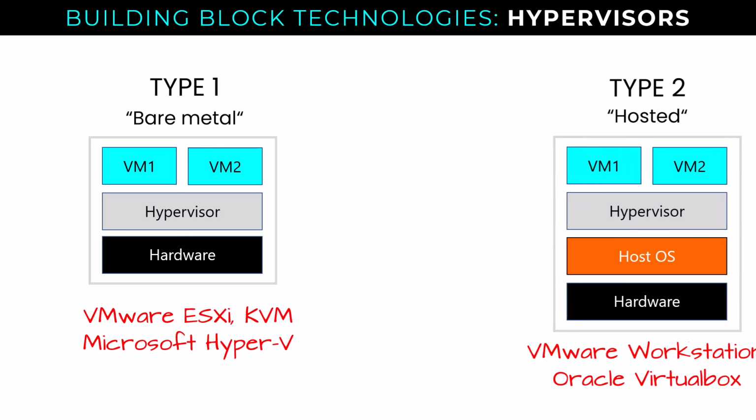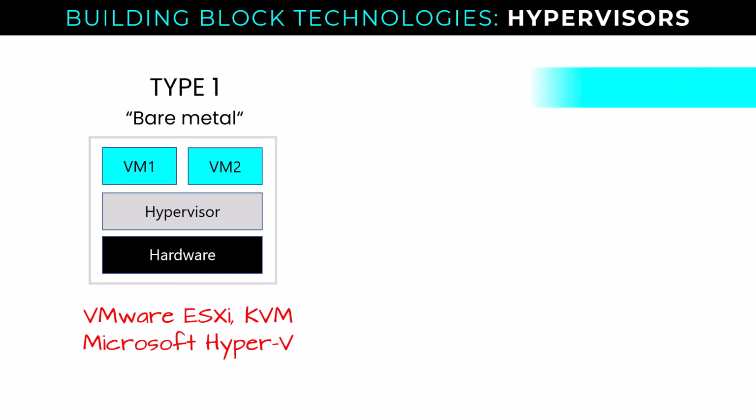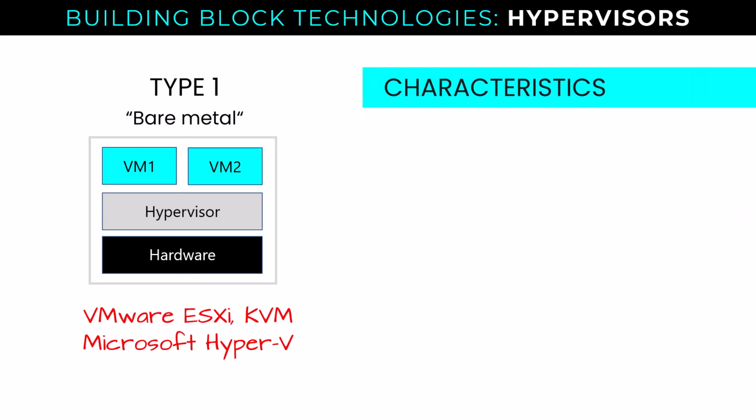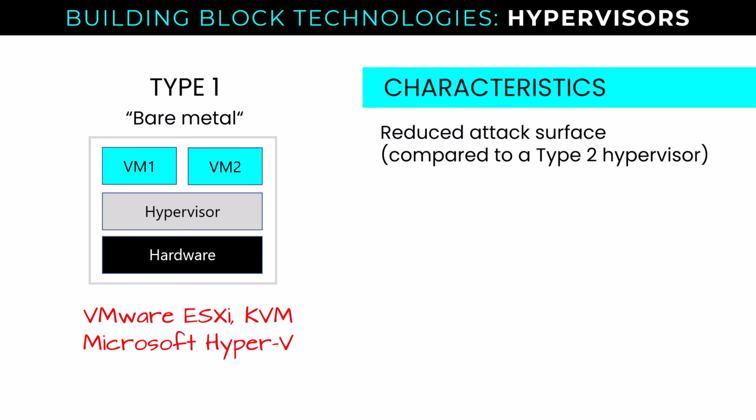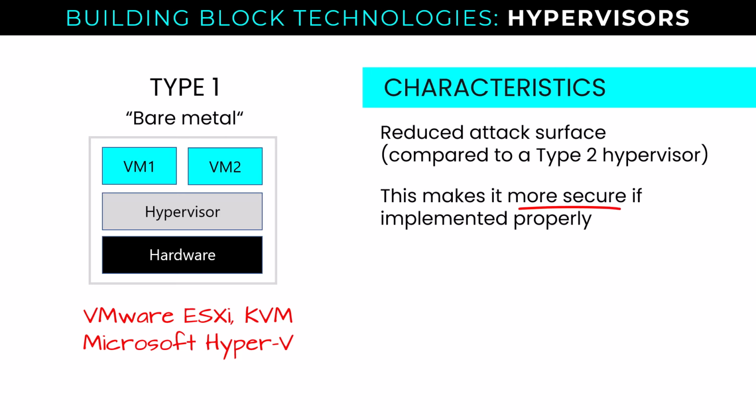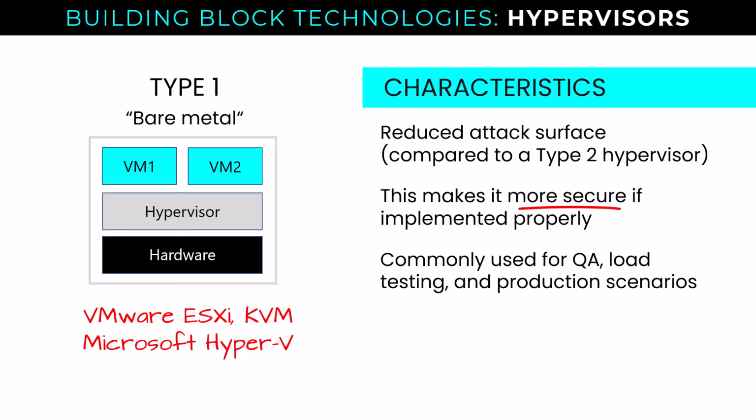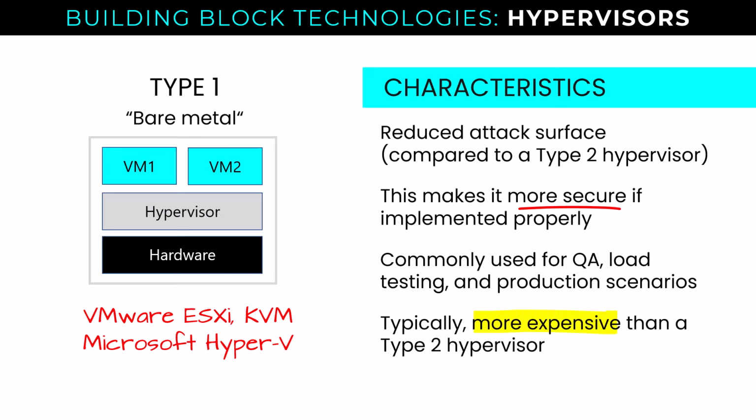And let's just cover some basic characteristics quickly here so you have the use cases in mind. So the Type 1 hypervisor, the bare metal, has a reduced attack surface as compared to the Type 2 hypervisor because it doesn't have that host operating system. This makes it more secure if implemented properly. It's commonly used for QA, load testing, and production scenarios, and is typically more expensive than a Type 2 hypervisor.